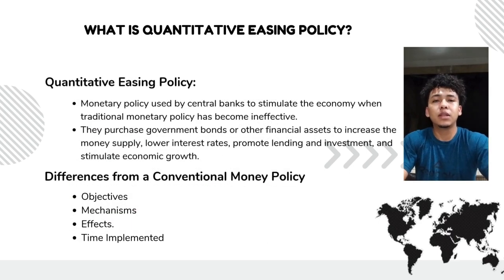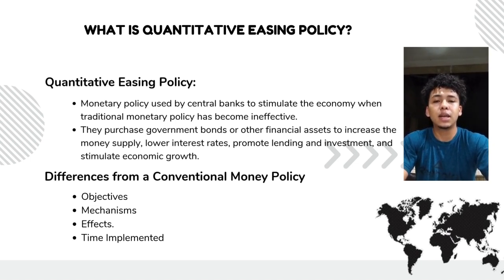So what is a quantitative easing policy? It is a monetary policy used by central banks to stimulate the economy when traditional monetary policies do not work or become ineffective. This is done through the purchase of government bonds or other financial assets, to increase the money supply, to lower the interest rates, promote lending and investment, and to stimulate economic growth.